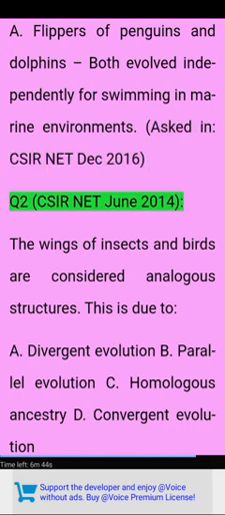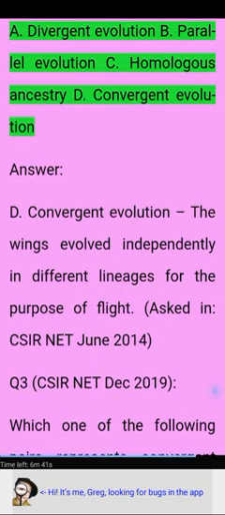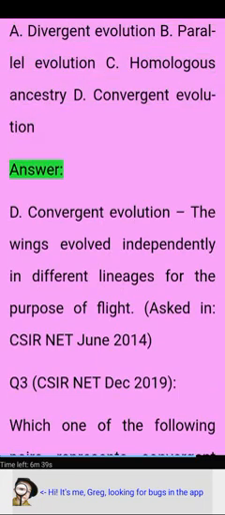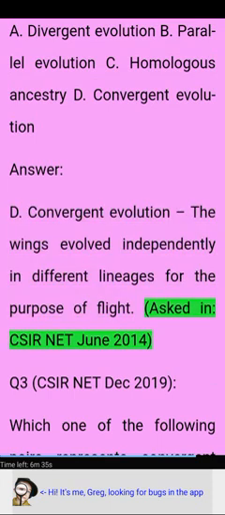Q2, CSIR-NET June 2014. The wings of insects and birds are considered analogous structures. This is due to A, divergent evolution; B, parallel evolution; C, homologous ancestry; D, convergent evolution. Answer: D, convergent evolution. The wings evolved independently in different lineages for the purpose of flight. Asked in CSIR-NET June 2014.